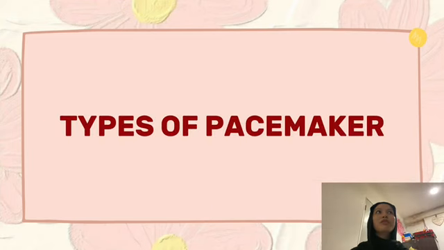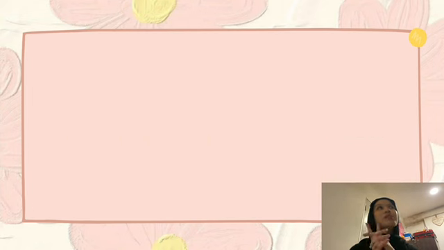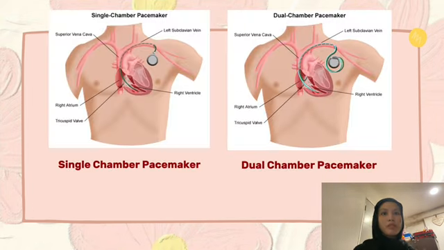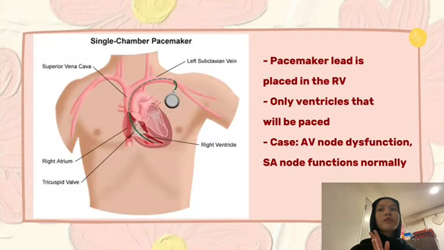Types of pacemaker for patients with AV node dysfunction can be categorized into two: single chamber pacemaker and also dual chamber pacemaker. Single chamber pacemaker means that the pacemaker lead is typically located in the right ventricle, and it is used in cases of AV block where only the ventricles need pacing. It is also suitable for patients with isolated AV node dysfunction, where the SA node is functioning normally but only the AV node is the problem.